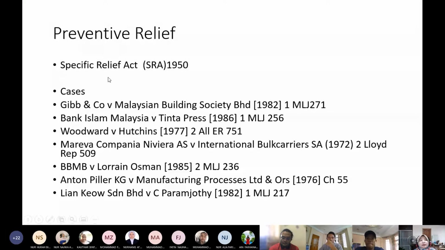Okay, the important act that you must have is the Specific Relief Act 1950. You can download it online if you can find it, and these are among the important cases. The most important is Mariva, which describes the principles in granting a Mariva injunction, and then Interlocutor. These are the cases.